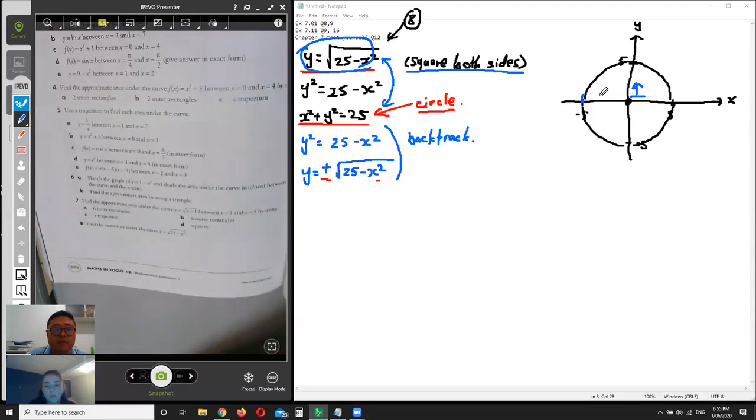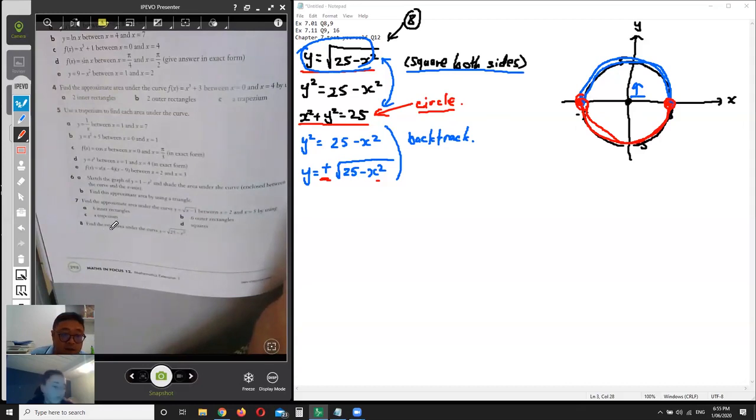Now, can it be 0? Yes. All right, so it's that bit there, including the 0. Got it? Yeah. What would this bit be? With the negative? It'd be the bottom bit. And this would also be part of the graph as well, the zeros. Got it? Yeah.